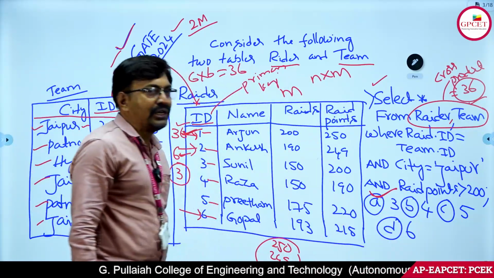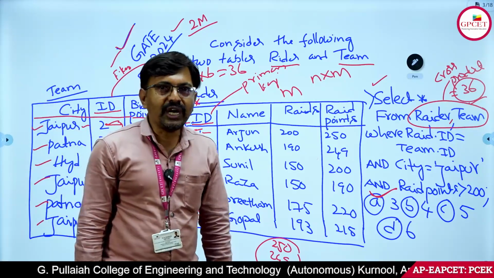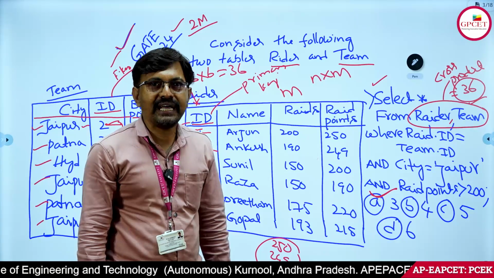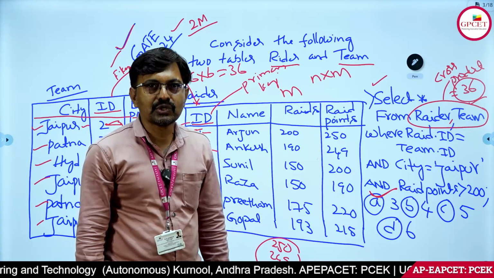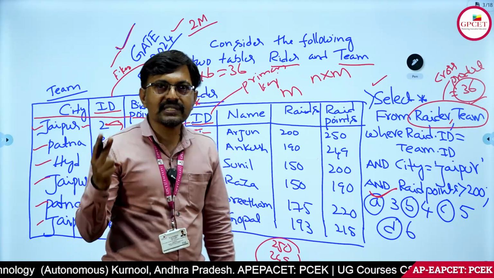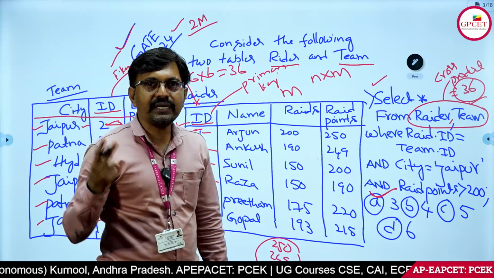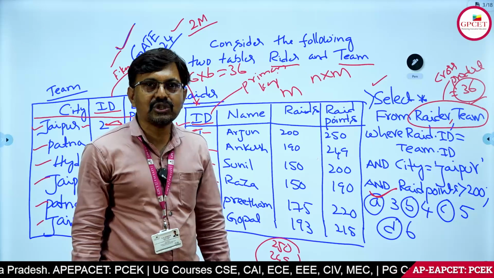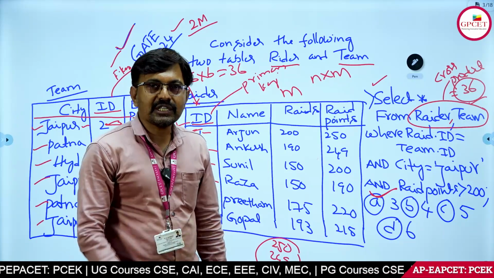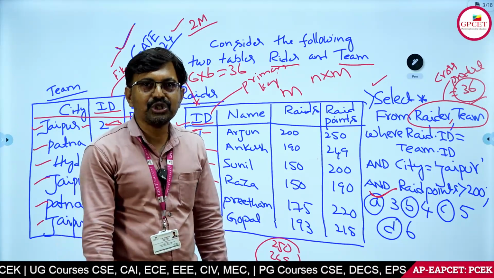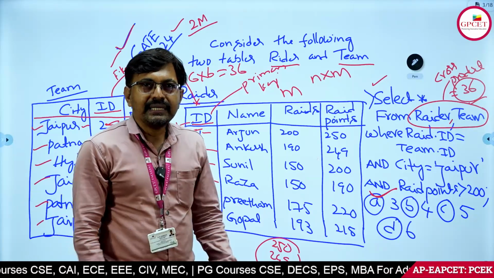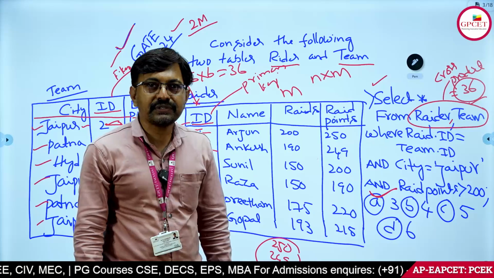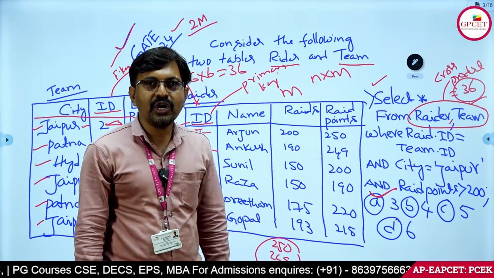This is a simple join operation. Joins play a very, very important role from the GATE point of view as well as the UGC NET point of view. A join mainly concentrates on two things: one is the inner join, the second is the outer join. Inner join is also called natural join: cross product, conditional join, equi join, natural join are under the inner join. Whereas the outer join has three different types: left outer join, right outer join, full outer join.